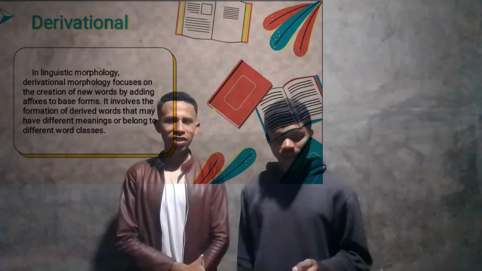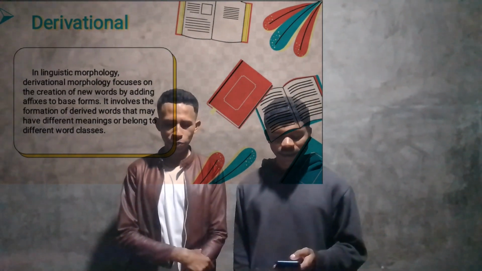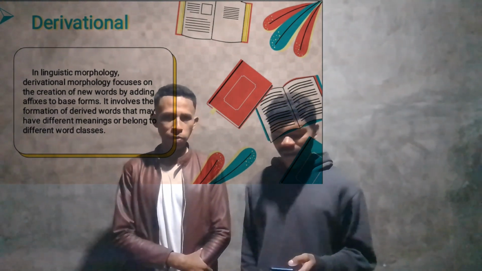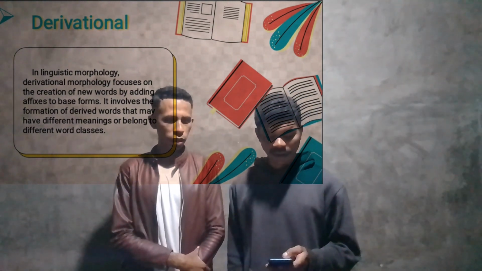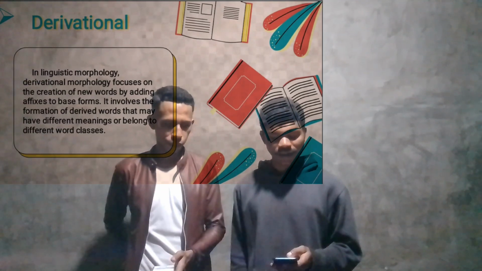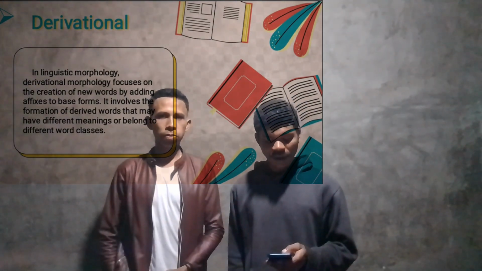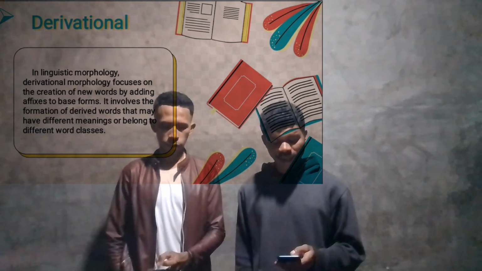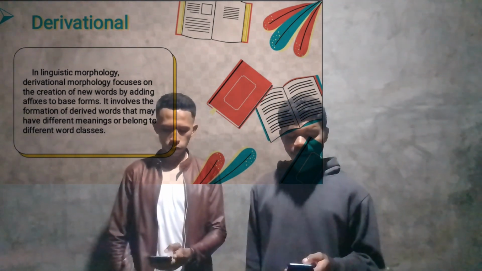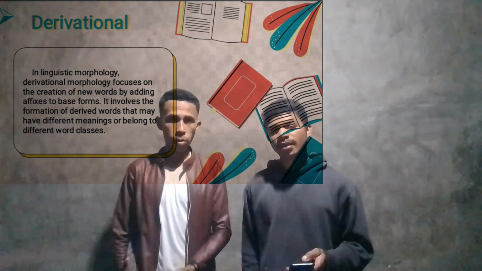Okay, thank you. Now we are going to talk about the rationale of morphology itself. In linguistic morphology, derivational morphology focuses on the creation of new words by adding affixes to base forms. It involves the formation of derived words that may have different meanings or belong to different word classes.